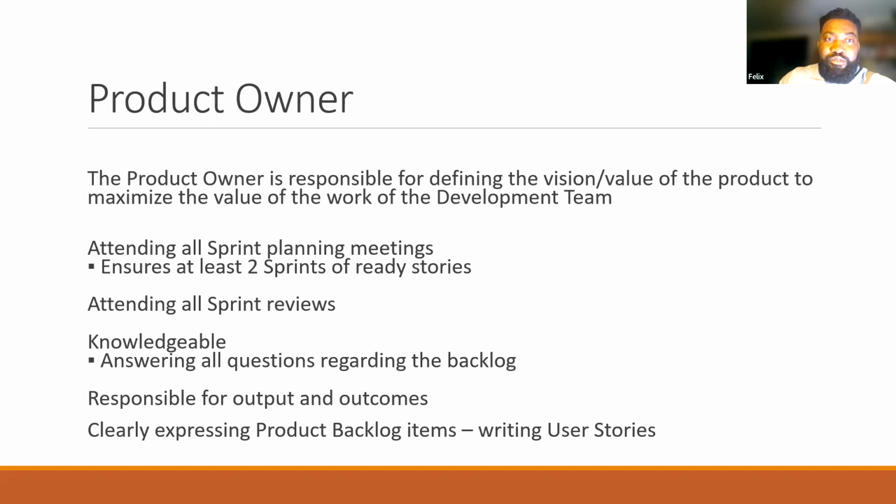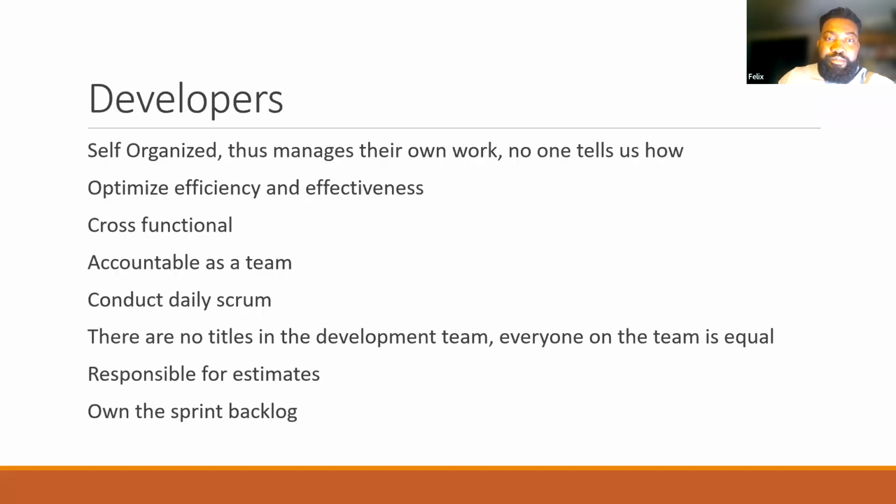All right, so the Scrum team is made up of the Scrum Master, the product owner, and the developers. The developers are self-managed. It's not self-organized, but self-managing, which basically means they manage their own work. No one tells them how to do it. They optimize efficiency and effectiveness. They are cross-functional.